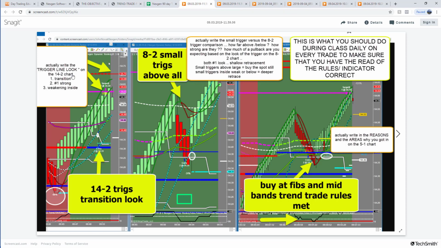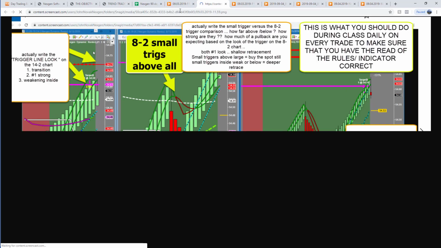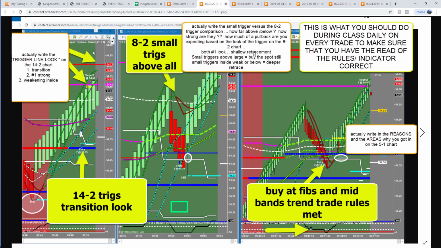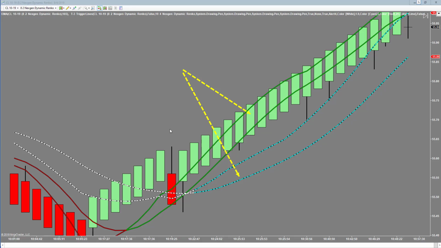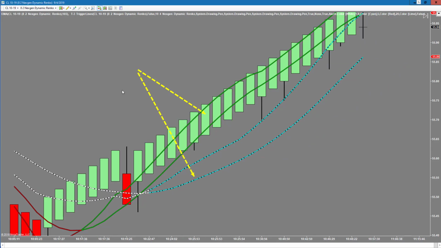What does the trigger line look like on the 14-2 chart? First, left or right, guys? Are the triggers really favorable for a long or a short? And you can see yours, 14-2 chart wise, was not. It was the opposite. So do you have a good trigger line look for going long?